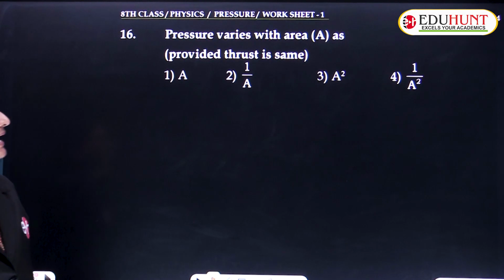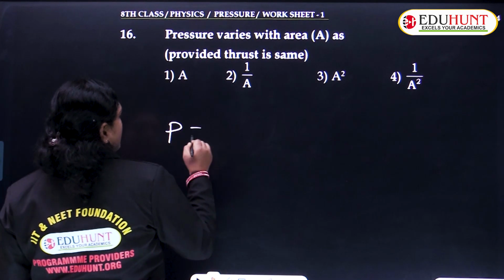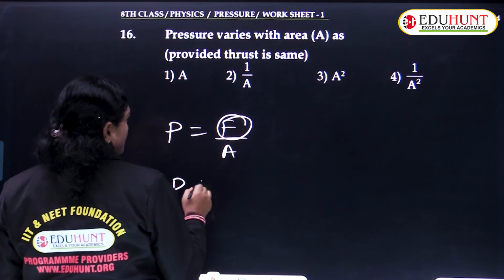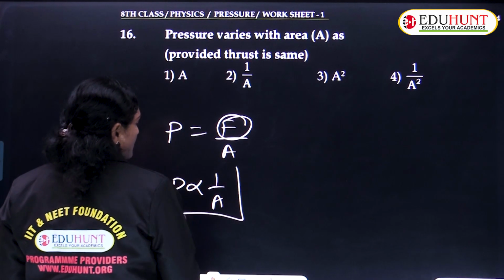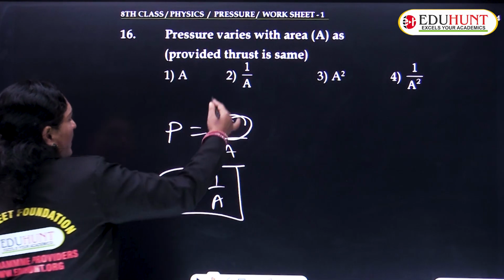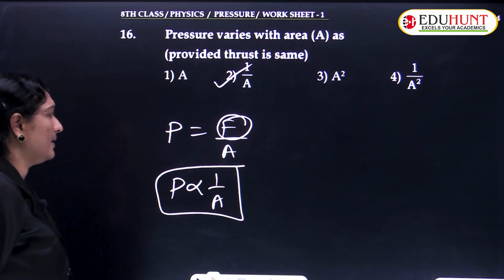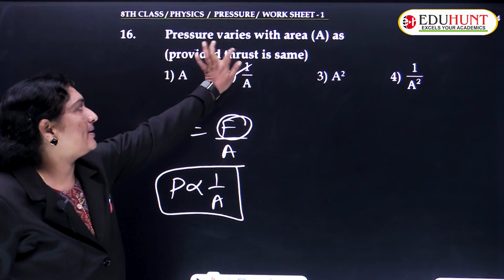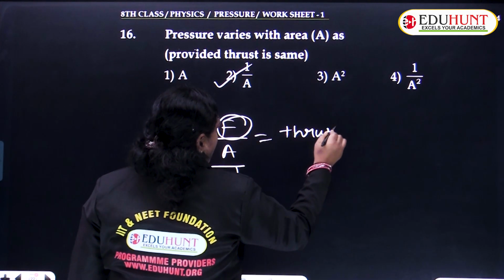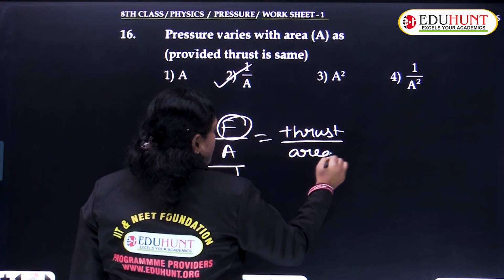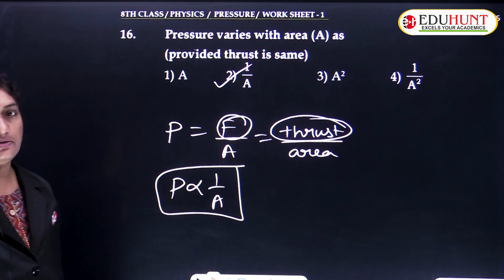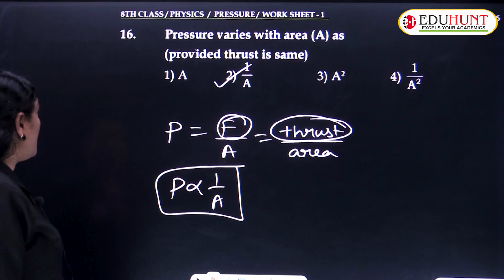Pressure varies with area as we know that pressure is equal to force upon area. If force remains constant, pressure is inversely proportional to area. P varies with respect to 1 by A, and hence the correct option is 1 by A. Here instead of pressure they gave thrust. So thrust upon area. As thrust is given as constant, pressure is taken as inversely proportional to area. Okay.